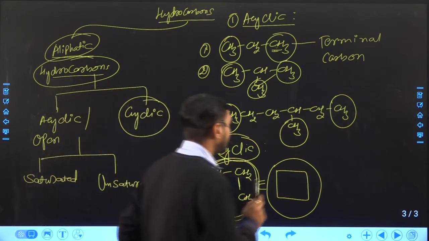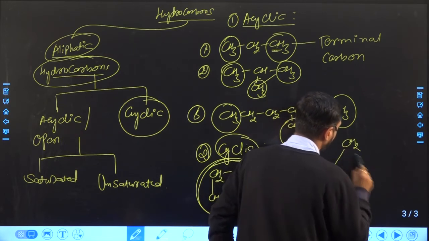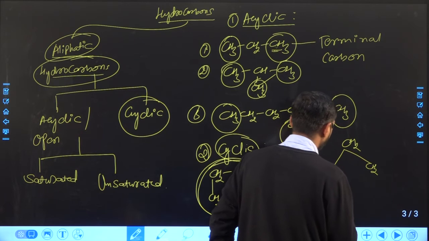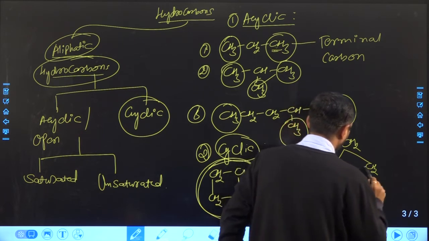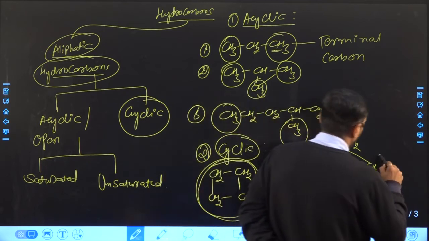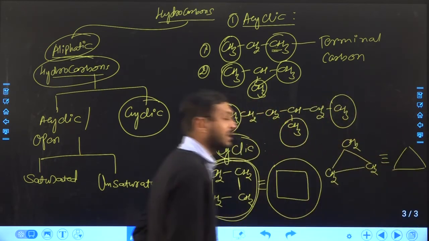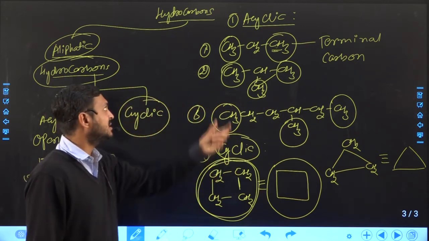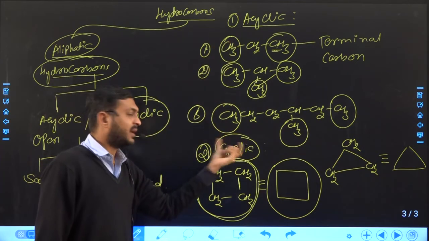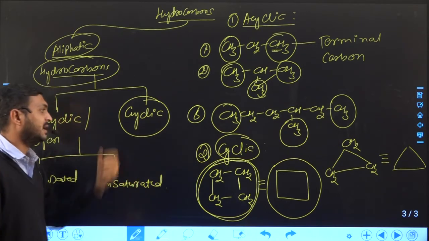To form a cyclic compound, at least a minimum of 3 carbons is required. You can see that if 2 carbons are present, then a cycle is not formed. So this is how we can differentiate acyclic and cyclic compounds. This is the category of cyclic and acyclic.